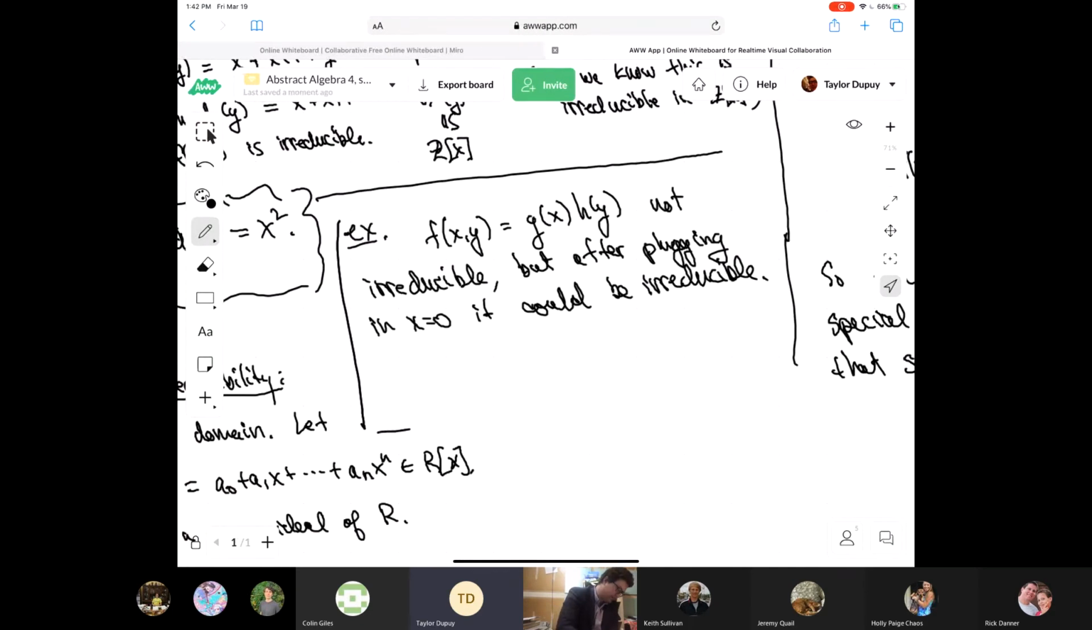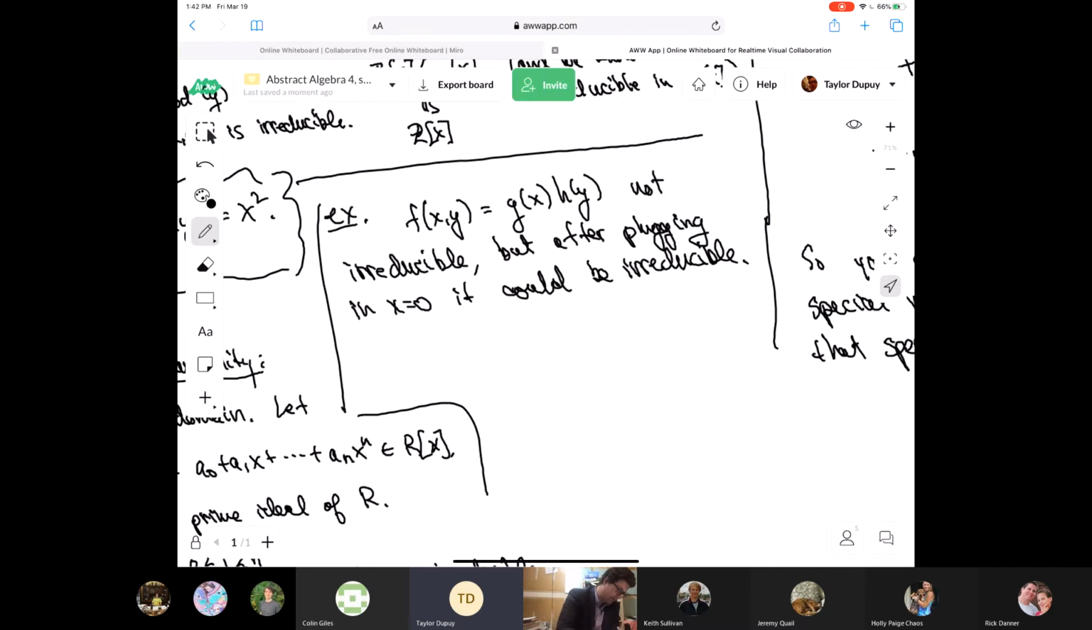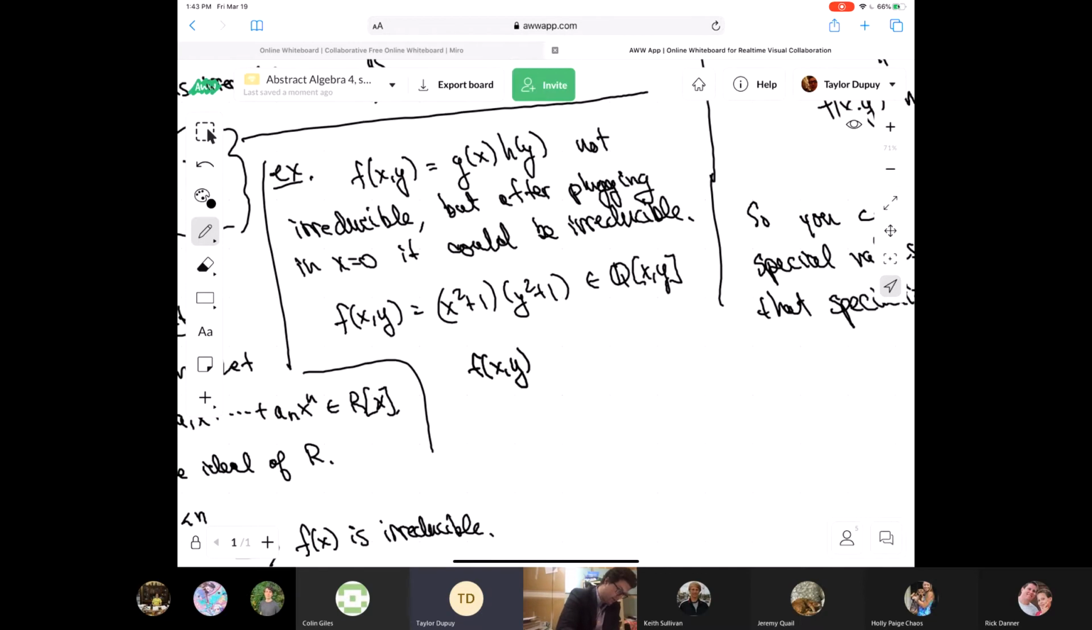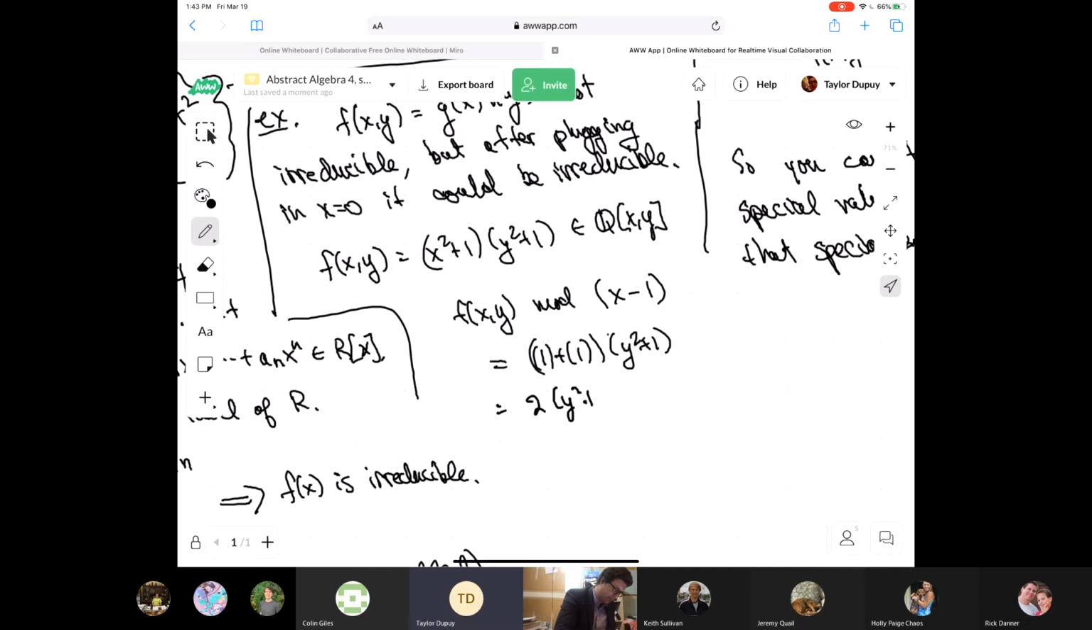Let's see what I mean here. For concreteness, let's take f(x,y) to be (x squared plus 1)(y squared plus 1), and we'll take this in Q[x,y]. Then f(x,y) mod (x minus 1): this is 1 plus 1, and this thing is y squared plus 1, so this is 2 times (y squared plus 1). And this thing is irreducible.